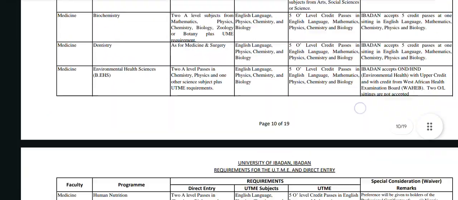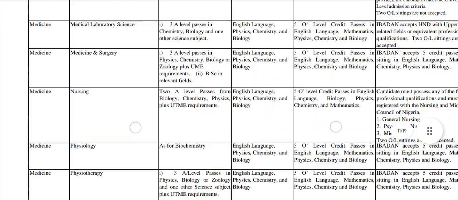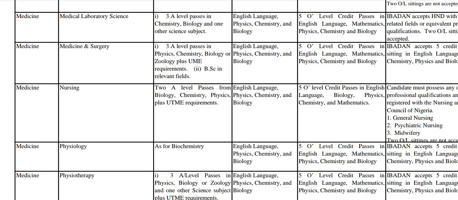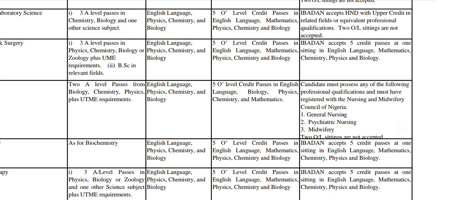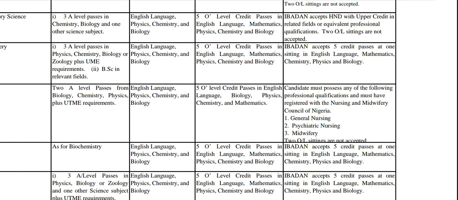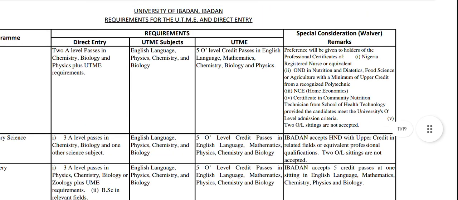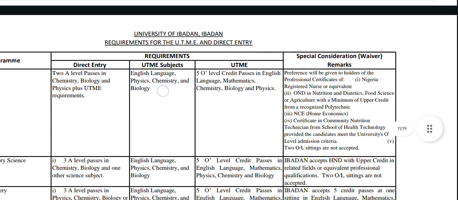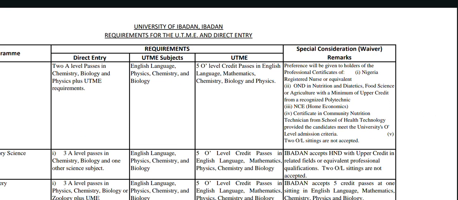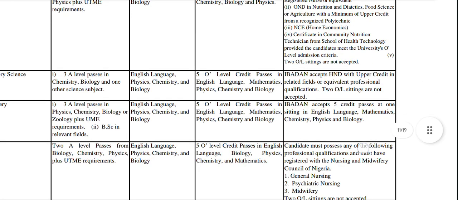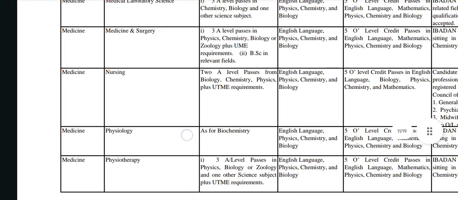So let's touch those who are for nursing as well, and then we go to law and medicine and surgery. Okay, for nursing people, Cambridge A level is clear, O level is clear. Here they only mention 5 O level credit passes in English language, biology, physics, chemistry and mathematics. That means they don't accept two sittings. Any course that does not add 5 O level credit or 6 O level credit, that means they only accept one sitting. You cannot combine any results to apply for that.